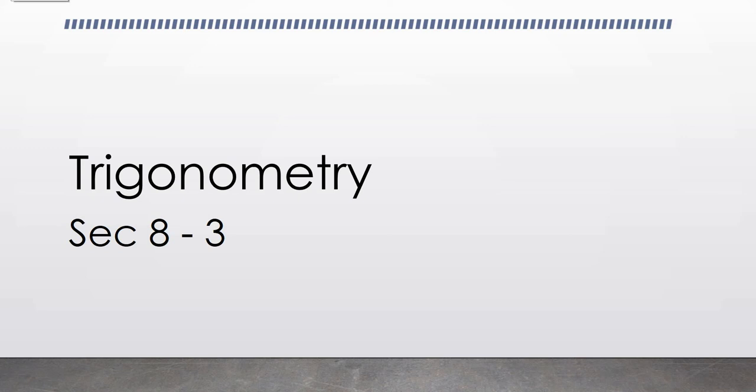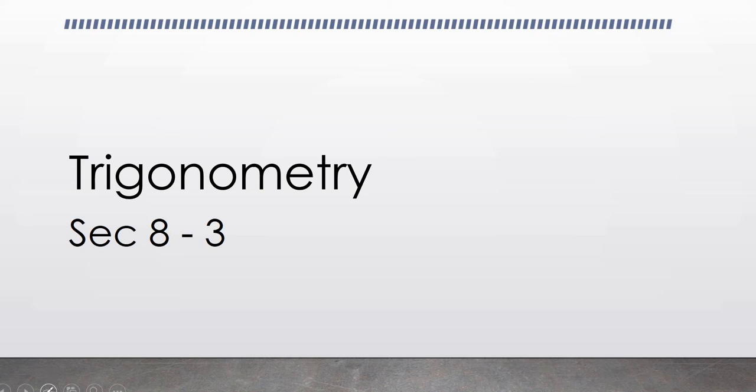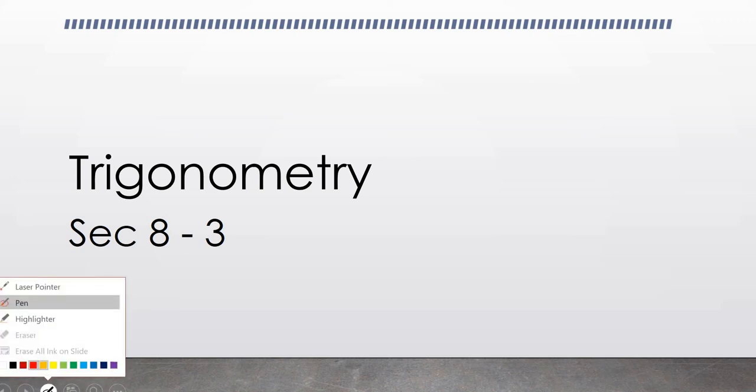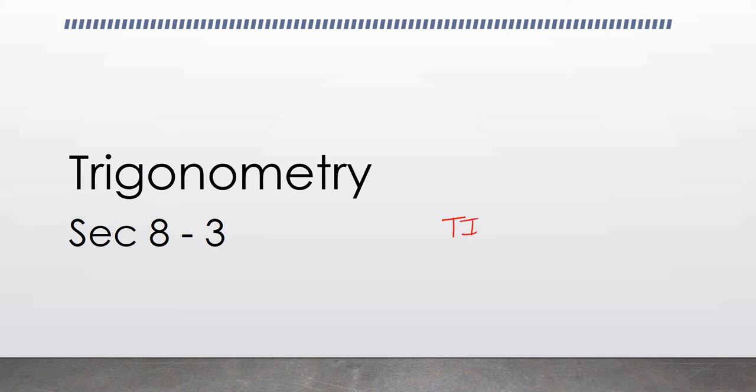Okay, section 8.3 is trigonometry. Now you're going to need your calculator for this, so please grab your graphing calculator. If you don't have one handy, do the best you can by just paying attention, but in class we'll go over the calculator use again. If you don't have a graphing calculator, that would be a TI-83 or TI-84. You need to get one pretty quickly. So we need either a TI-83 or TI-84. Okay? All right, so let's get going.